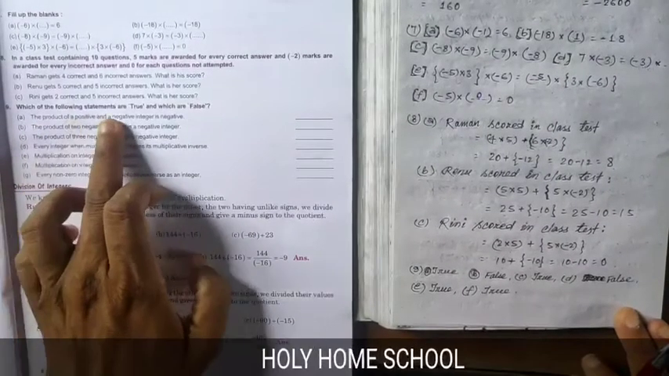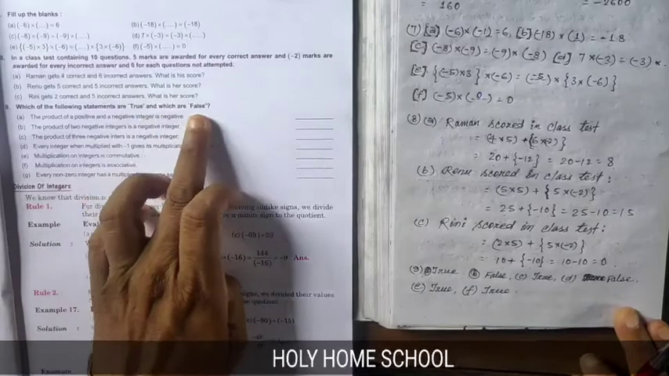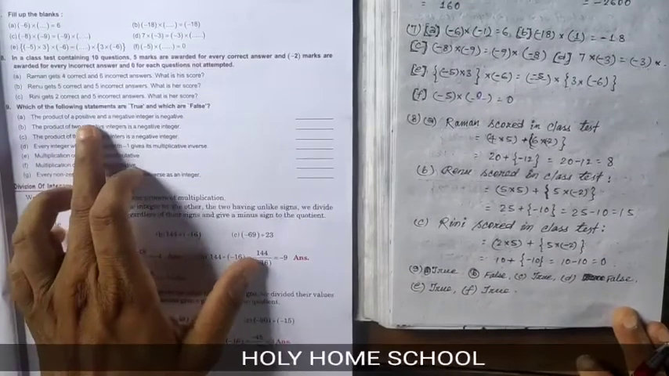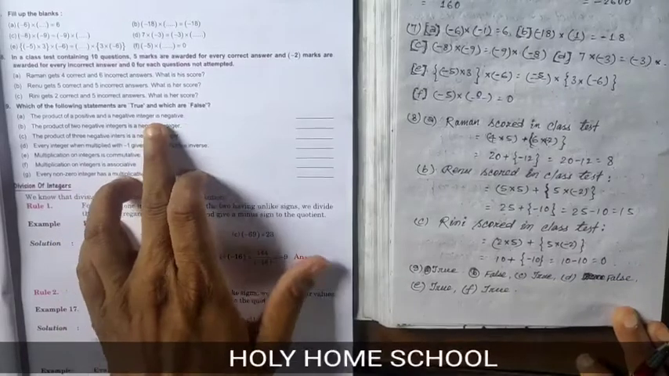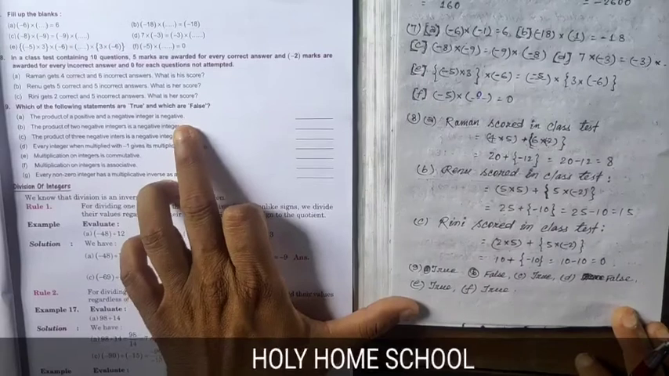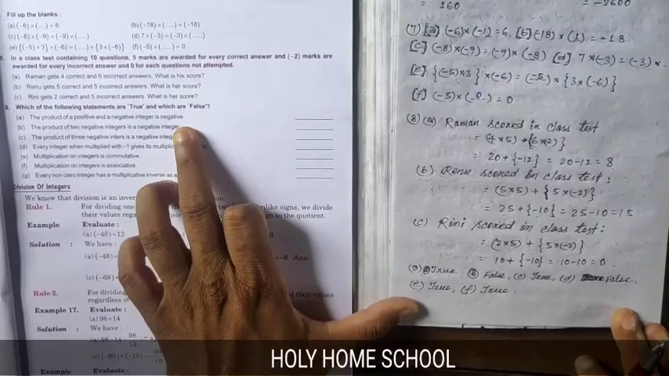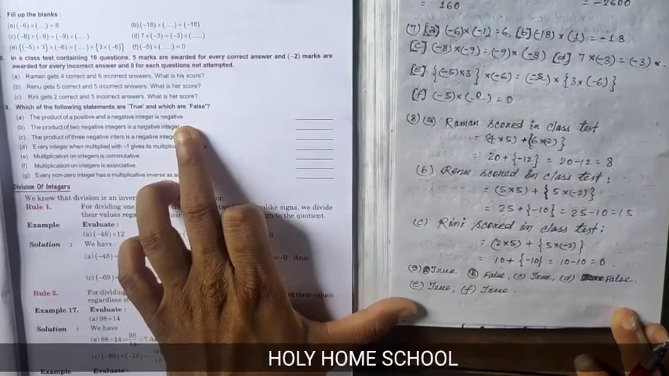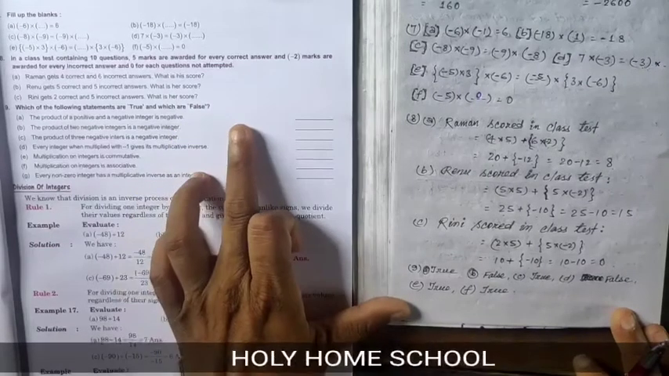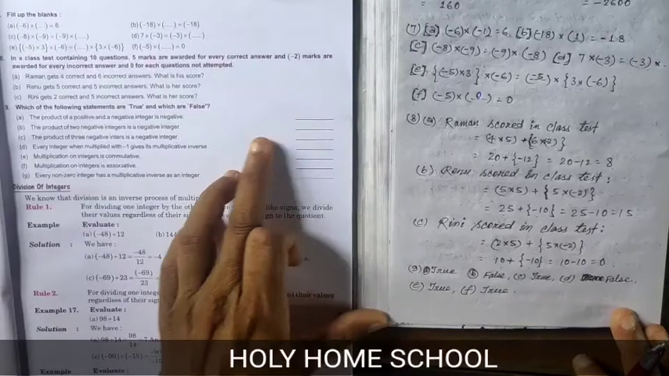Question 9. Which of the following statements are true and which are false? The product of a positive and a negative integer is negative. We know that positive into negative equal to negative, it means plus into minus equal to minus. So this statement is true.